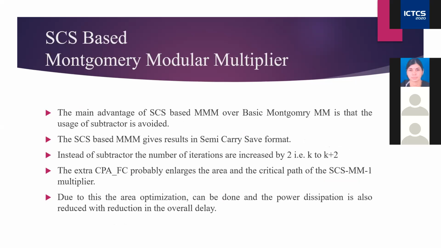The main advantage of ICTCS based Montgomery multiplication over the conventional multiplication is that the subtractor is avoided. So here a semi carry save adder is used. Due to this, the area estimation can be calculated, and the power dissipation is also reduced with the reduction in overall delay.